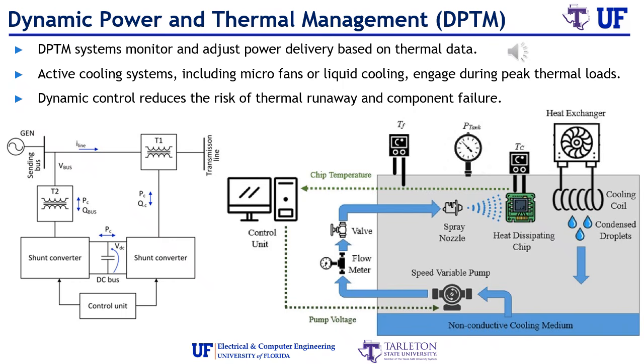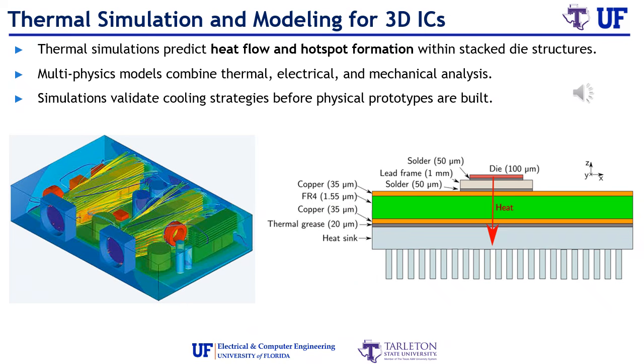More advanced systems are beginning to use machine learning within DPTM. By learning workload patterns, they can predict temperature spikes and react early, reducing frequency or shifting tasks before a limit is reached. This predictive control minimizes oscillations and helps maintain smooth, efficient operation, making DPTM a key element of both performance and reliability. Before hardware is built, teams rely heavily on thermal simulation and modeling.